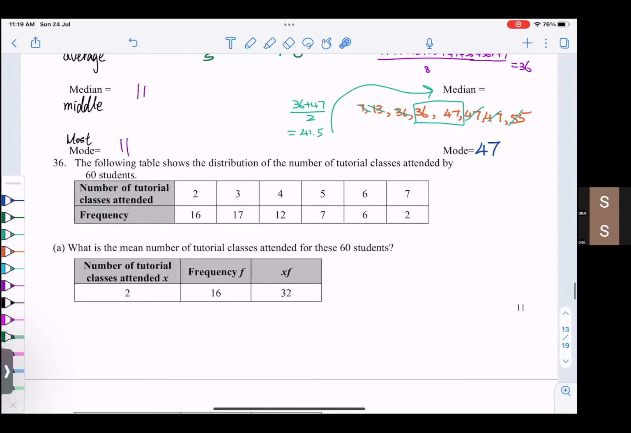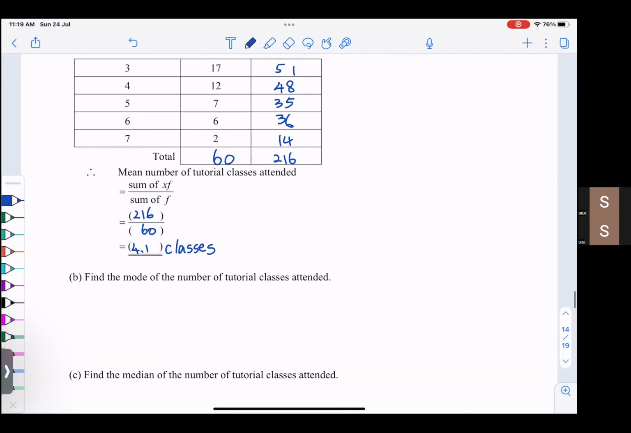Mode means how many tutorial classes are most popular. Well, for this one, those attending 3 classes are the most. 17 people say that they attend 3 classes. The others are less than that. So that's why you will write the mode is 3 classes.